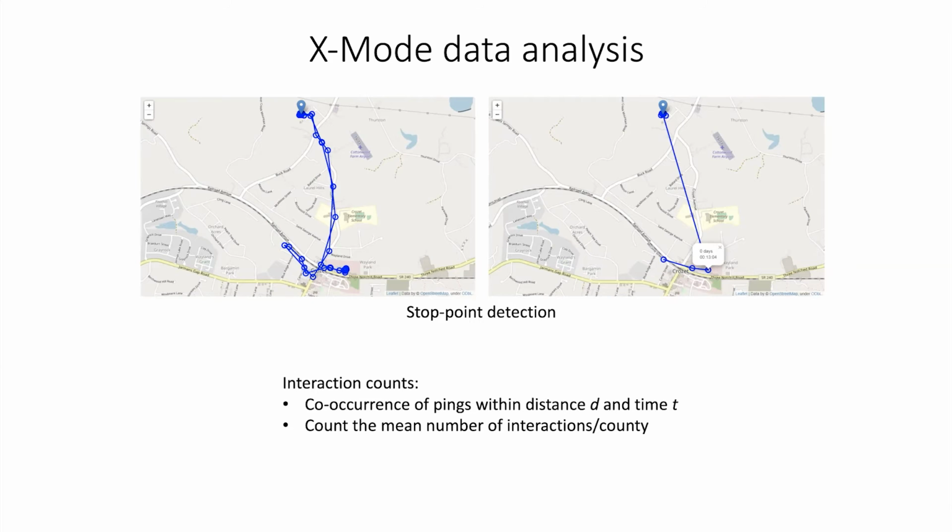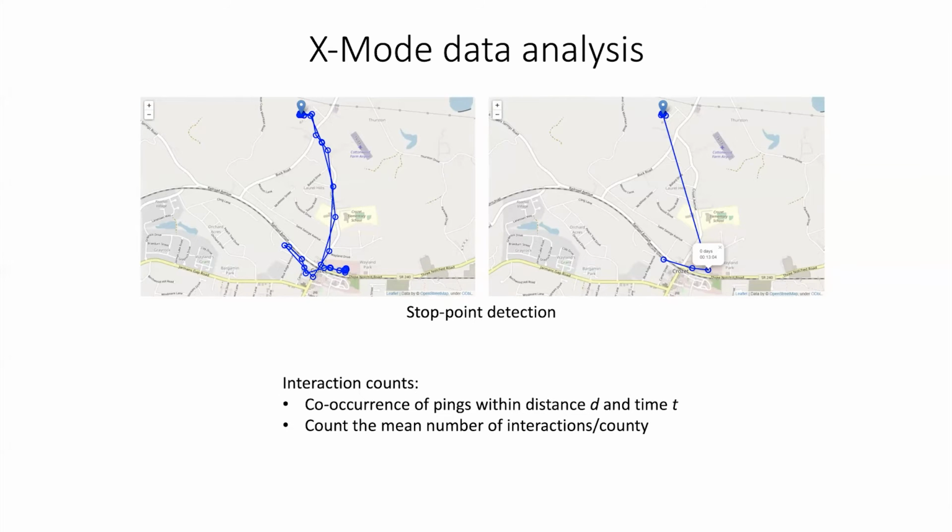So if 2 pings occur within distance d and time t, we call that an interaction. And then we can count the number of interactions and do more things with it. So the thresholds we chose are a time of 1 hour and a distance of, I think it was, 2 meters. Right? So they have to be quite close to each other, because otherwise maybe the interaction doesn't really affect disease transmission.